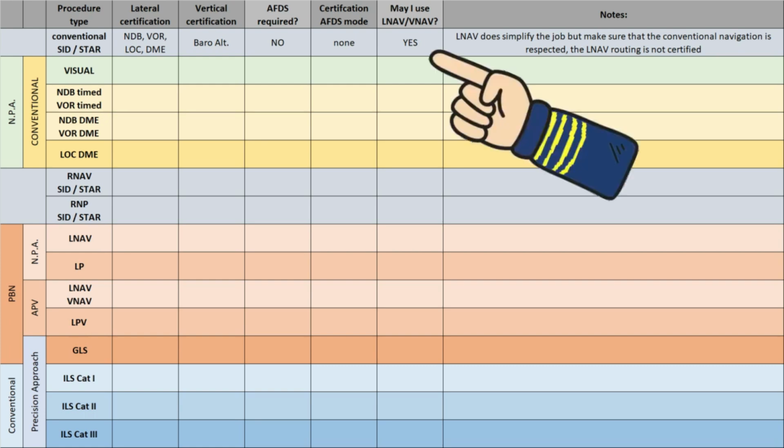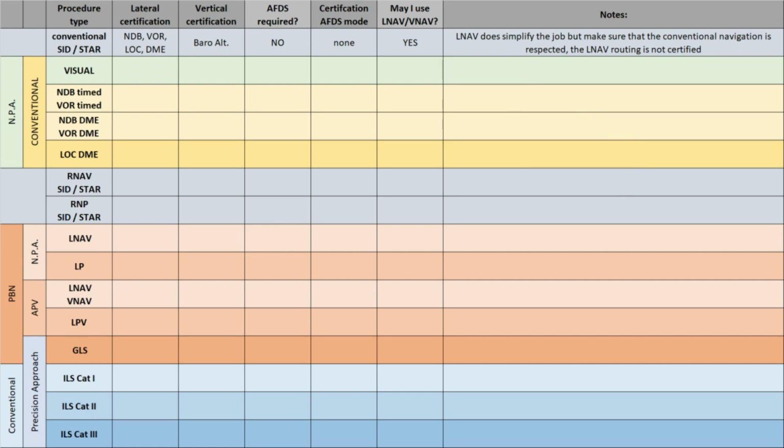And the question, can I use RNAV VNAV, is yes, but of course in the note I will tell you, yes, you can use RNAV VNAV to fly this procedure, but you should still cross-check the conventional navigation to make sure that your aircraft is taking you in the correct route.